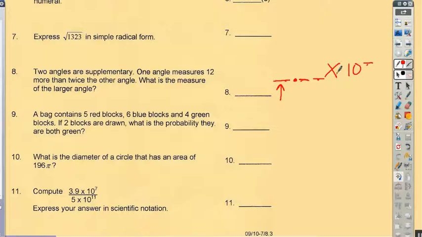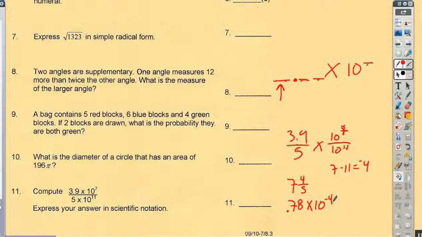Now, going back to the problem, we have 3.9 over 5 times 10 to the 7th over 10 to the 11th. So let's go ahead and divide this out. 5 goes into 39 roughly 7 times, with 4/5 remaining. Well, 4/5 is 0.8, right? So we have 7.8. Over here, we're going to have to subtract the exponents because the bases are the same. 7 minus 11 is -4. So we have 7.8 times 10 to the -4th.